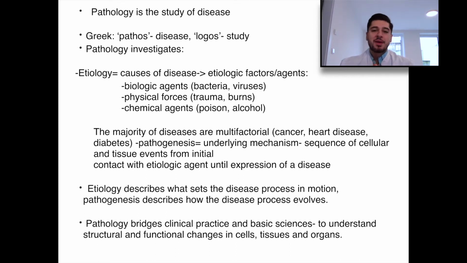Pathogenesis is an underlying mechanism, a sequence of cellular and tissue events from initial contact with etiologic agents until expression of the disease. Etiology describes what sets the disease process in motion. Pathogenesis describes how the disease process evolves. Pathology bridges clinical practice and basic sciences to understand structural and functional changes in the cells, tissues, and organs.